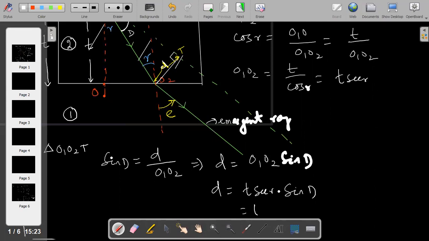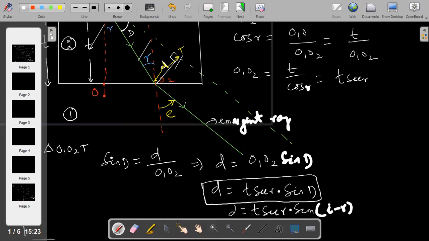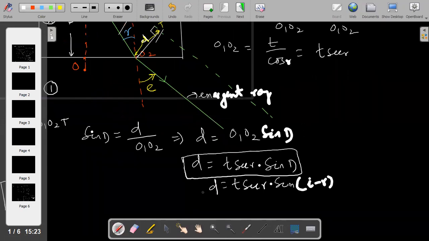Now what is sin D? Sin D is I minus R. So this is the lateral shift or lateral displacement formula: D is equal to T sec R into sin I minus R. This is the lateral shift or lateral displacement formula. Very important. Clear? This is refraction through a glass slab. We are getting T sec R into sin I minus R.